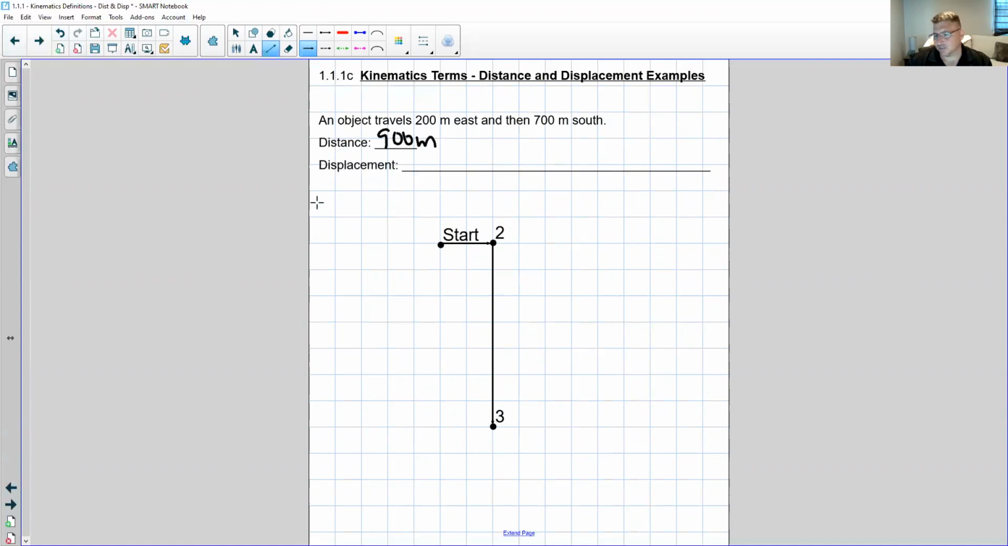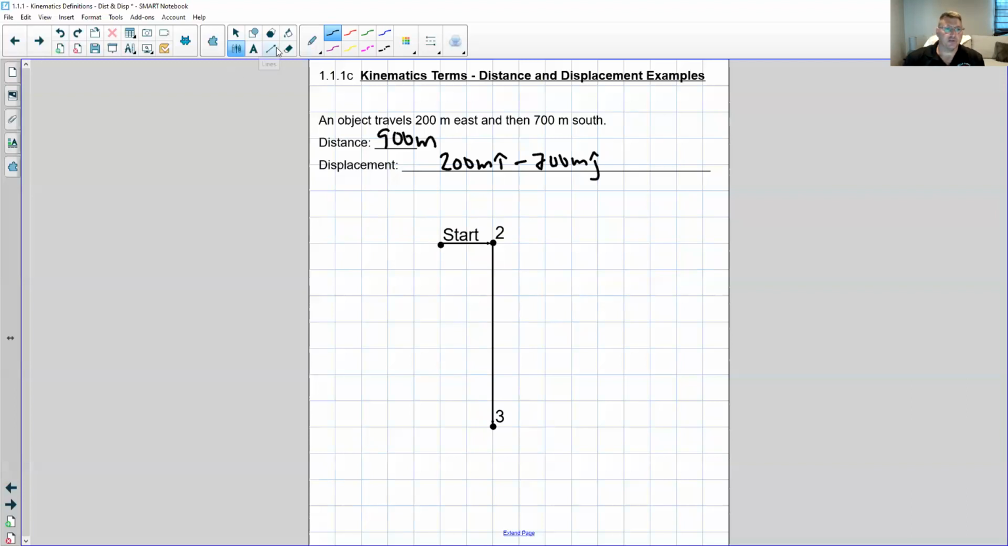And to write the displacement, the easy way would just be to say, well, we have a displacement of plus 200, oh, sorry about that. So we would say 200 meters i hat minus 700 meters j hat. Now that's exactly what this means, right? This is the easiest way to write the displacement. There are other ways to do it.